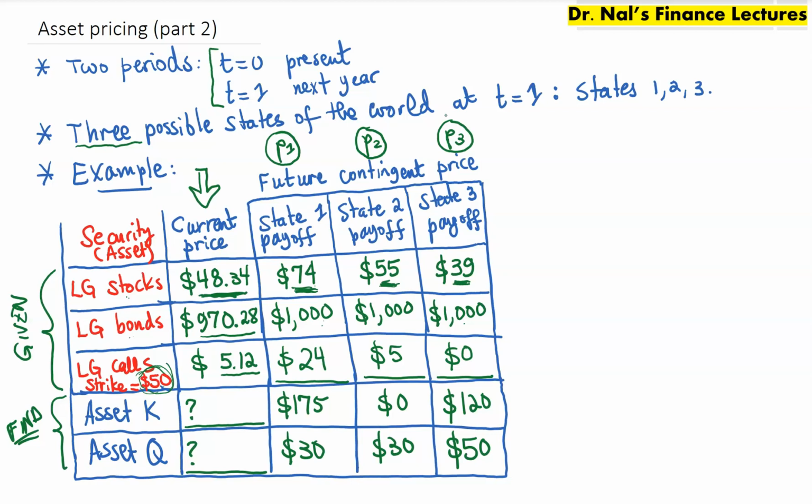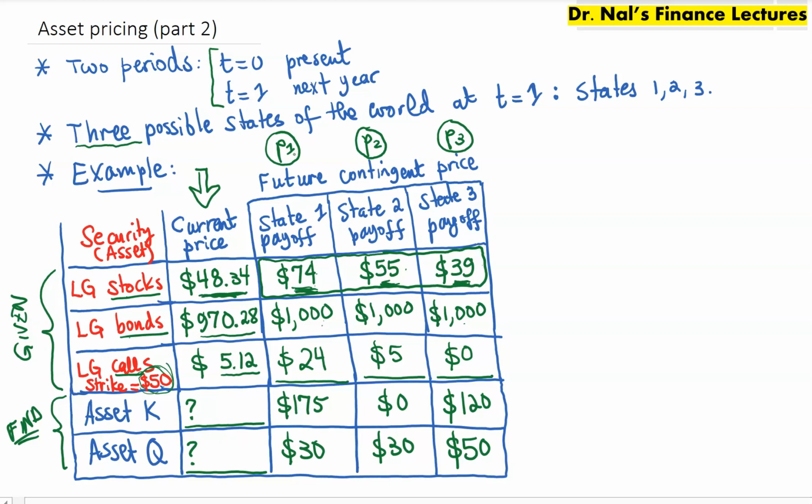So because we want to replicate each of these three given securities, the stock, the bond, and the call option, what we need to do is use appropriate combinations of state 1 contingent claims, state 2 contingent claims, and state 3 contingent claims, such that it will replicate this future scenario. So this is the first scenario, right? How can I replicate it? Easy. I can replicate this by buying 74 state 1 contingent claims, 55 state 2 contingent claims, and 39 state 3 contingent claims. Each of these is priced at P1, P2, and P3 respectively.